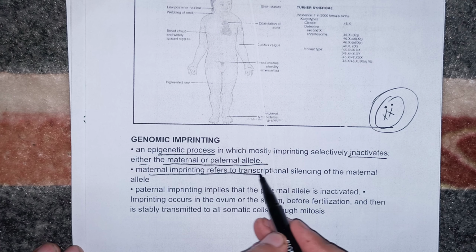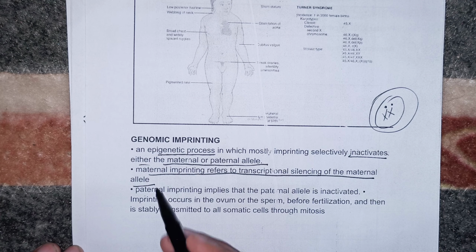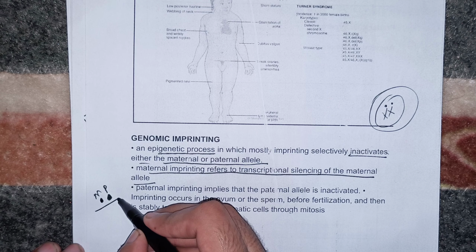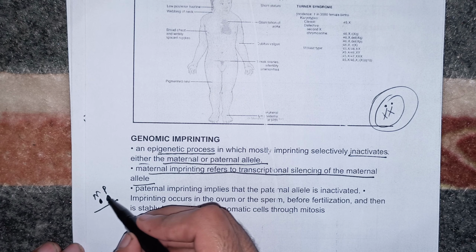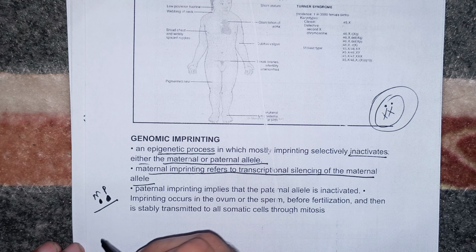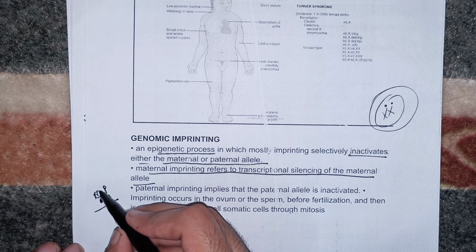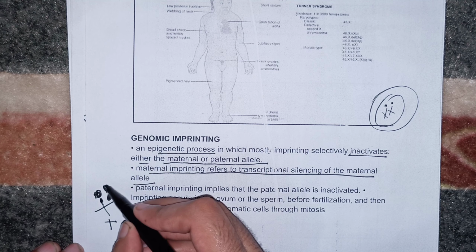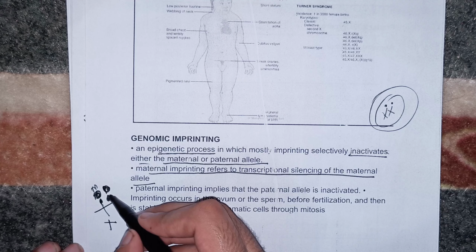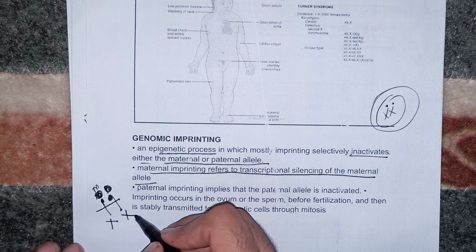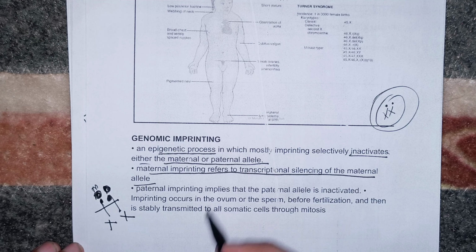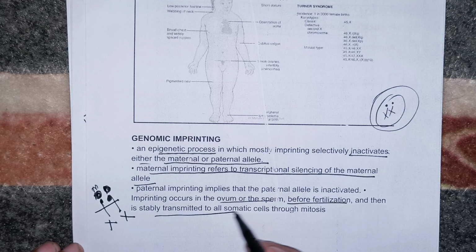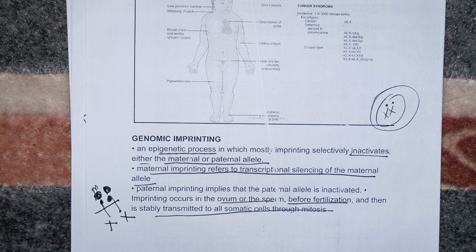Maternal imprinting refers to transcriptional silencing of the maternal allele. एक maternal allele होता है, एक paternal allele होता है. ठीक है, नॉर्मली तो दोनों एक्टिव होते हैं, लेकिन कुछ सेल्स में ऐसा होता है कि दोनों में से एक इनएक्टिवेटेड होता है, उसको इम्प्रिंटिंग कहते हैं. अगर मैटरनल की इम्प्रिंटिंग हो गई तो इसकी ट्रांसक्रिप्शन बंद हो जाएगी, साइलेंस हो जाएगी, और अगर पैटर्नल अलील की साइलेंसिंग हो गई, मैटरनल नॉर्मल रहा, तो इस पैटर्नल की ट्रांसक्रिप्शनल साइलेंसिंग हो जाएगी. ठीक है. ओके, and this occurs in the ovum or the sperm before fertilization, और ये फिर पूरी बॉडी में आगे ट्रांसमिट होता है.